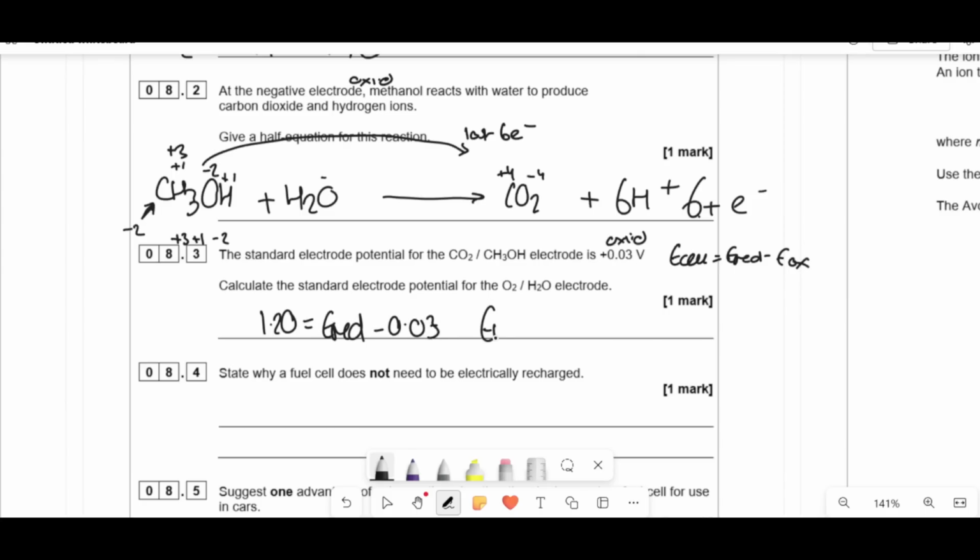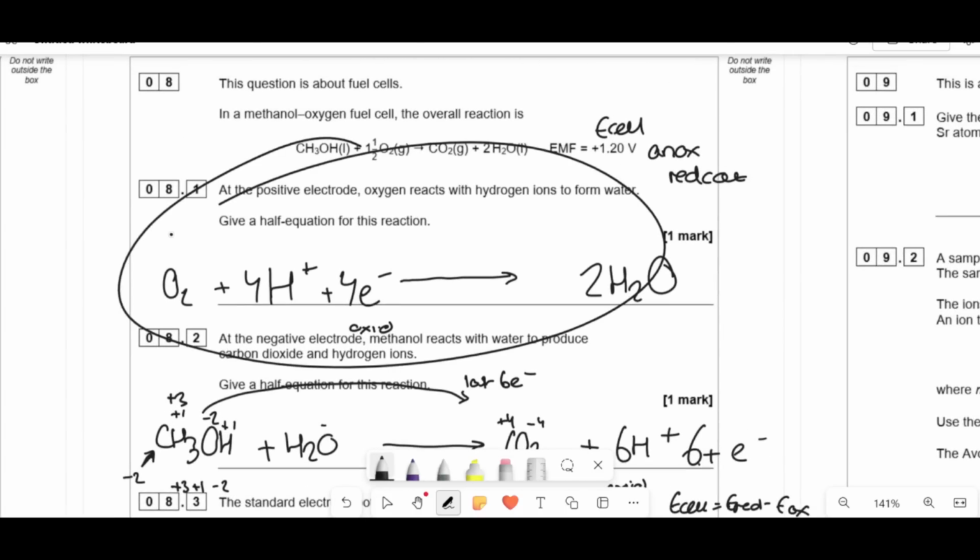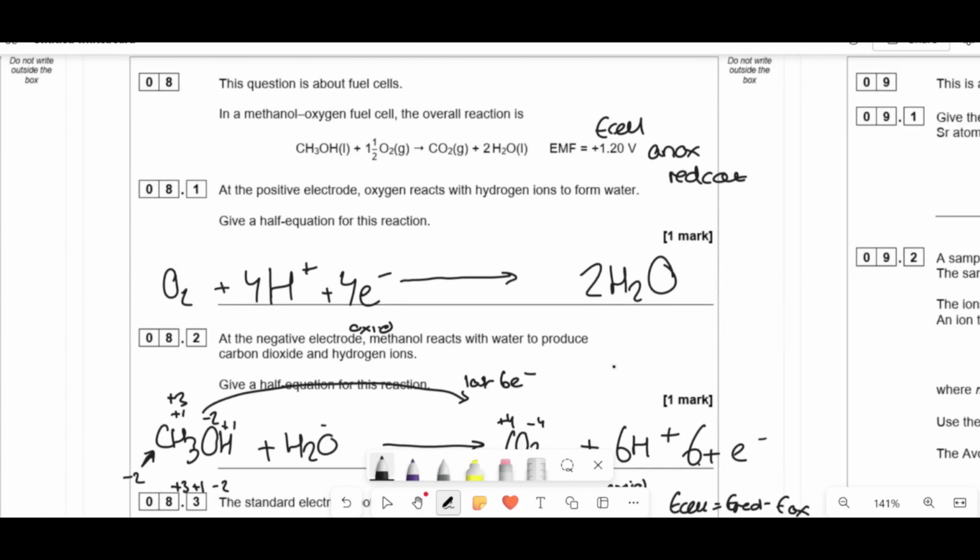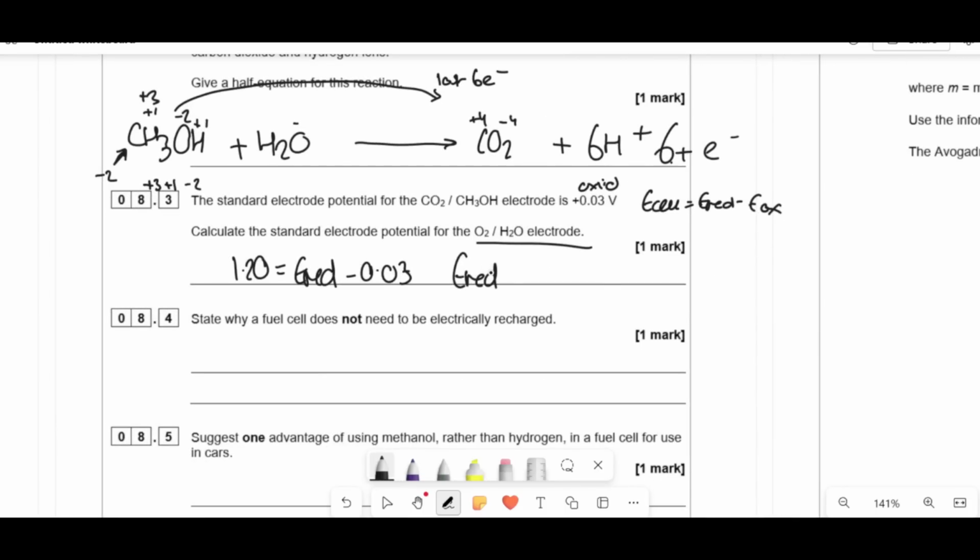So in order to find E reduced, which must be this one, we can work it out from there as well, right? If you rearrange it, E reduced equals 1.20 plus 0.03, which is 1.27. So reading your question is your best friend.